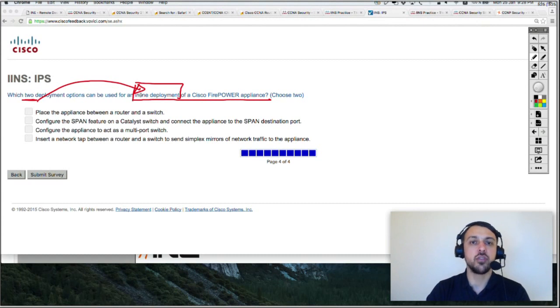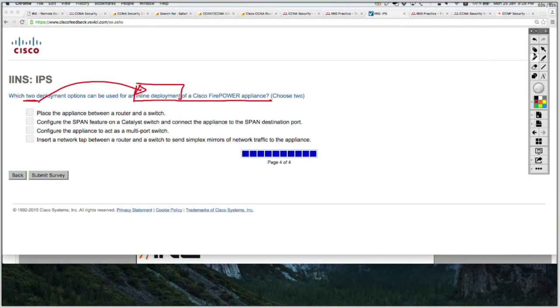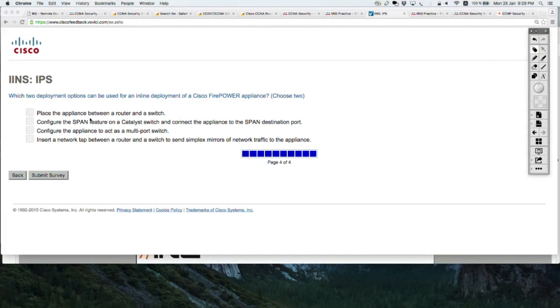When I read a question fast, and in most cases, most people, if you go in the exam in a rush reading a question, you would read this as which two deployment options can be used for a deployment of Firepower. You're going to oversee the inline keyword, which means you're not going to be able to provide a proper answer in the end. So let's speak about inline mode and see what the options are.